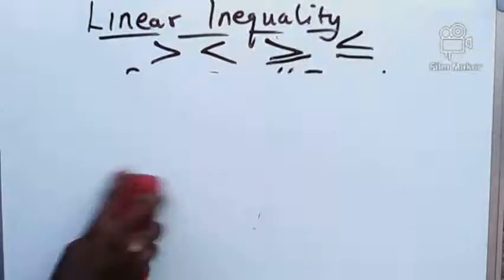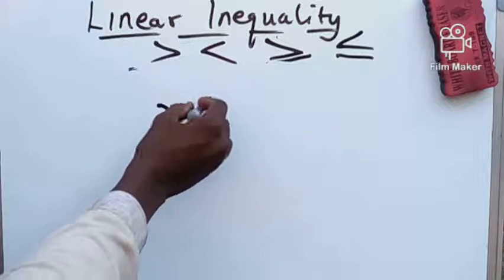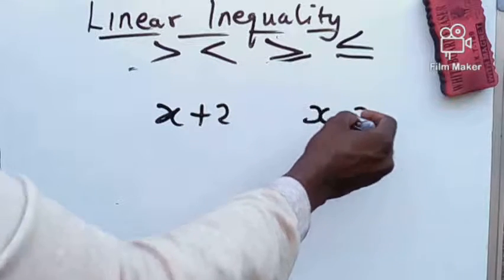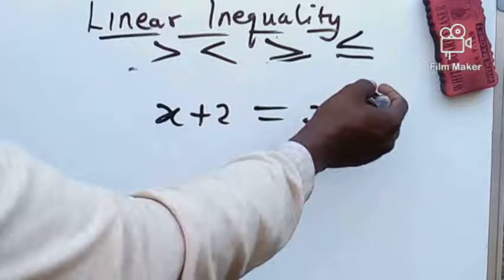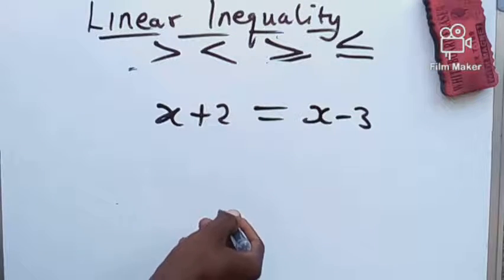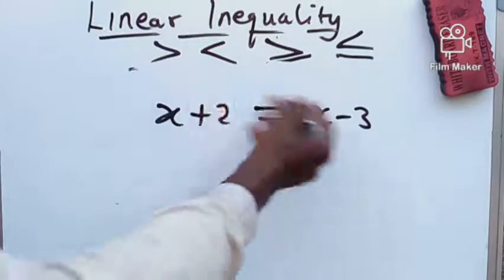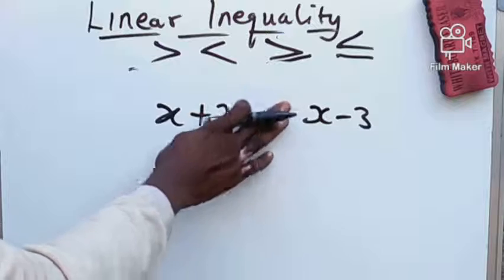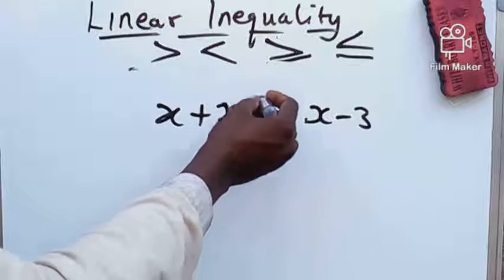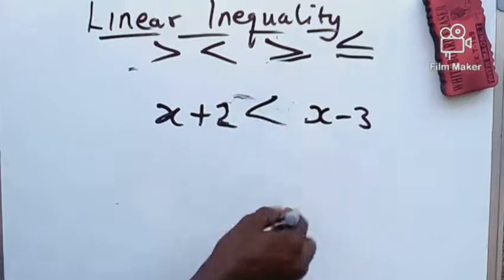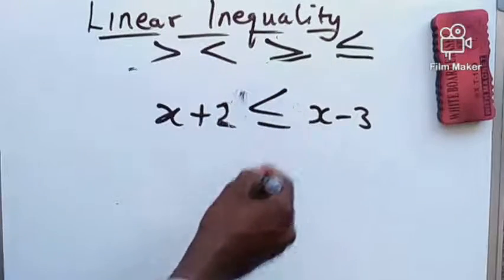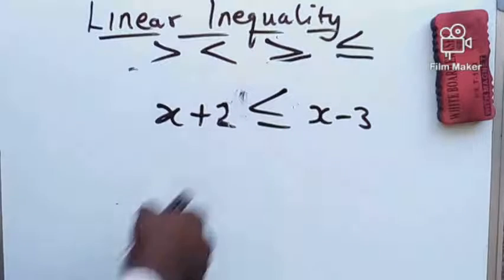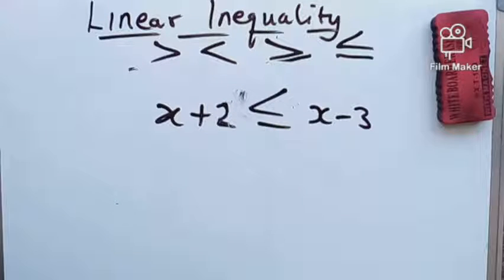Example, if I have two binomials such as x plus 2 and x minus 3 being compared not with an equality sign. If it is compared with an equality sign, then we call this a linear equation, and we know how to go about that. But this time around, we are looking at linear inequalities, when these mathematical expressions are compared not with an equality sign, but rather the equality sign is replaced with either a greater than sign or a less than symbol or a greater than or equal to symbol or a less than or equal to symbol. Anytime you come across this sign, then you know that the equation you're looking at is an inequality. So in this video, we shall be covering the whole concept involving inequalities.